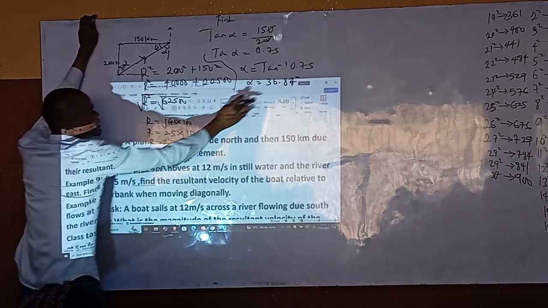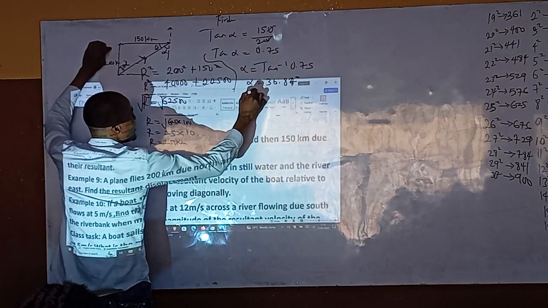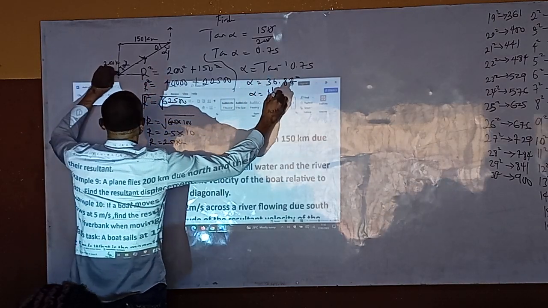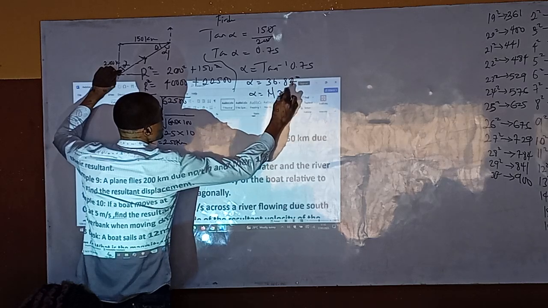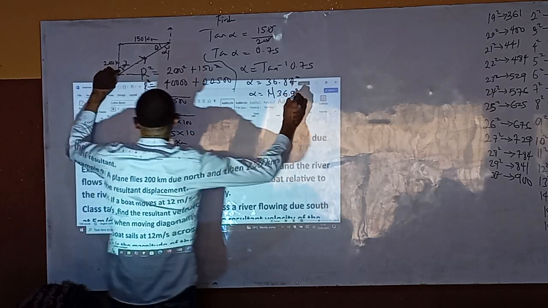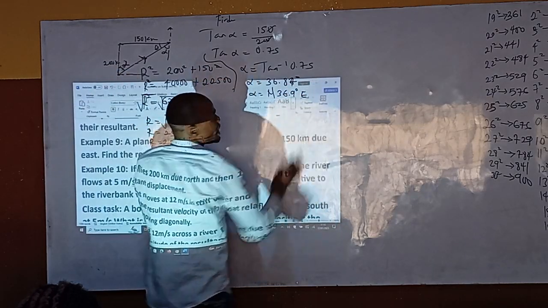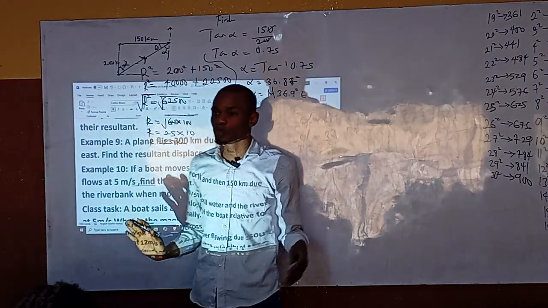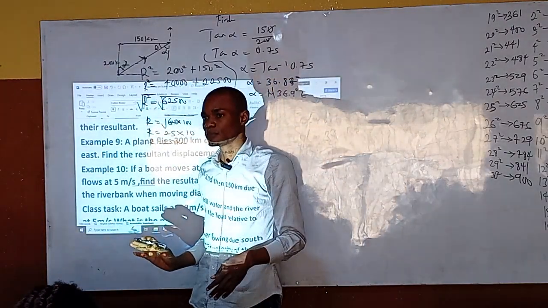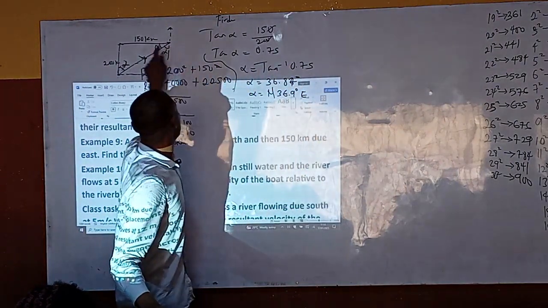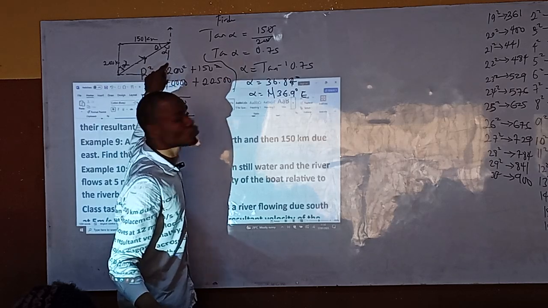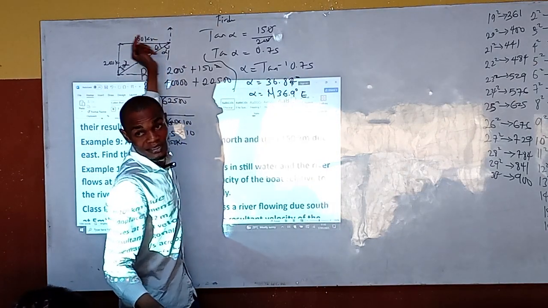So what's the value? 36 degree, right? Now my direction is north 36.9 degree east. Although this value and this value are the same, this one will be south 36.9 degree west.